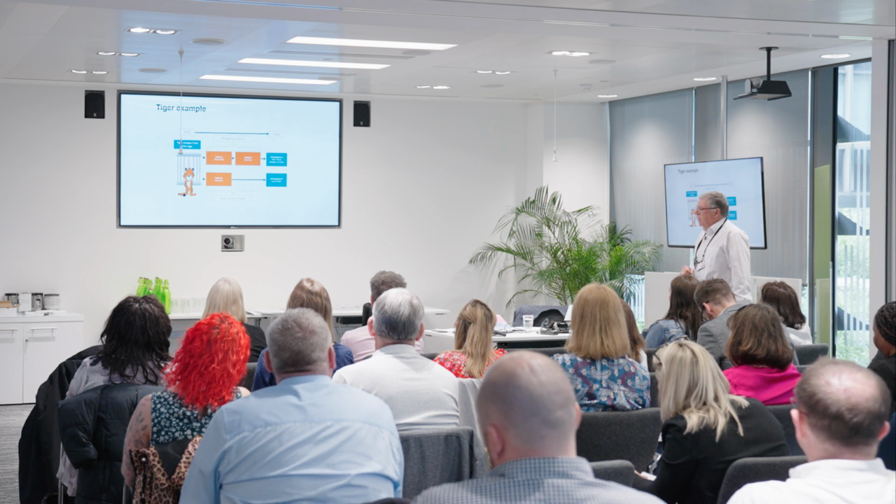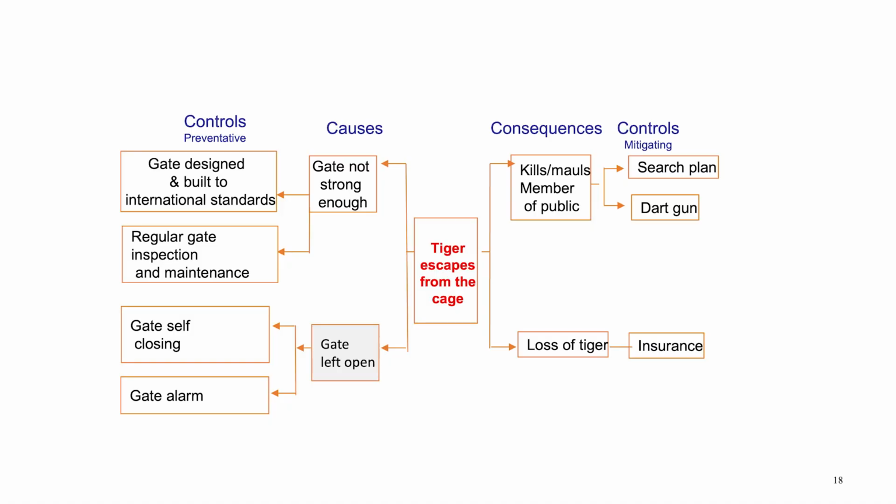So if we do those things, that may reduce the impact. If we show that as a bow tie, we've got the tiger escapes from the cage, we've got the causes, got the consequences, and we've got the preventative and mitigating controls or actions. Okay, so that's how we would show that as a bow tie.